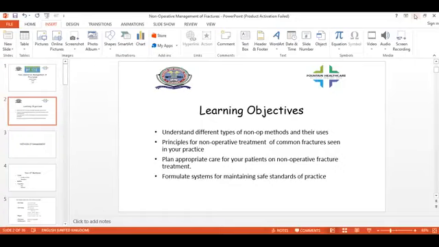Non-operative methods are still applicable. You only need to have your indication. For example, why should you manage a non-displaced fracture? For example, stable non-displaced. Why should you say now managing this non-operatively is obsolete, is archaic? So every fracture you see, you fix it.